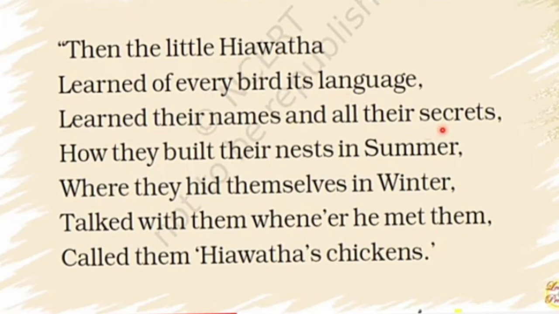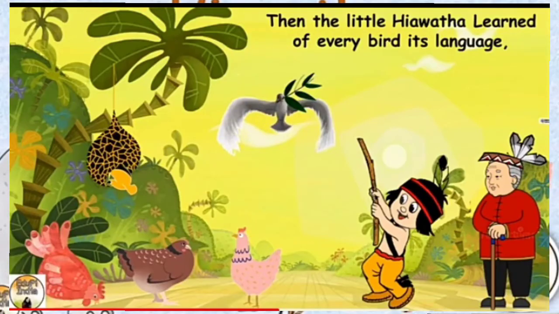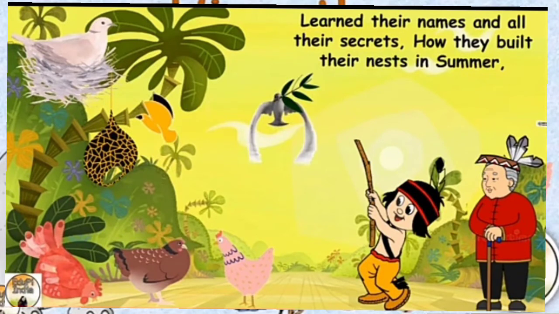Listen. Then the little Hiawatha learned of every bird its language. The little Hiawatha means the small boy Hiawatha knew the language of every bird, all the birds. He learned their names and their secrets, what were the names of birds and what were their secrets. How they built their nest in summer, where they hid themselves in winter.